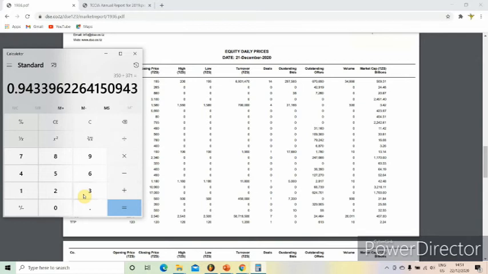Mathematically this is less than 1, which makes it plain as obvious that this company is undervalued. Its book value is higher than the market price. We could even see it just by comparing.